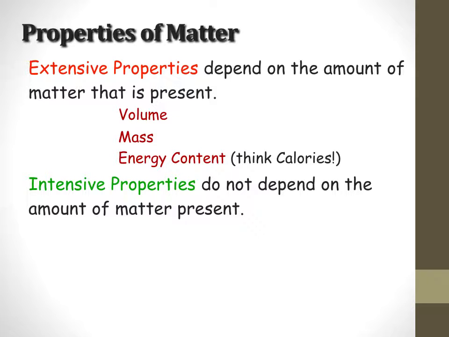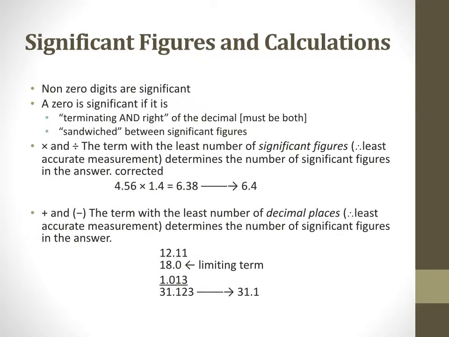And then there's also intensive properties. So these are the ones that don't depend on how much is there, like melting point, boiling point, density, and so on. So these are some important distinctions in the properties of matter that are important to keep in mind. Next up is sig figs. All of you should have received a handout on sig figs.